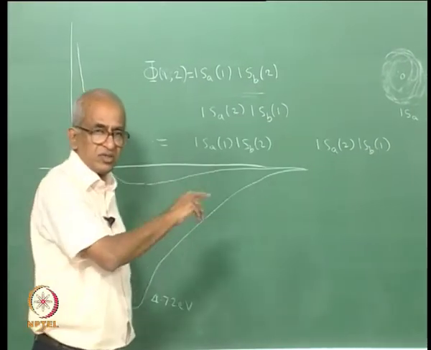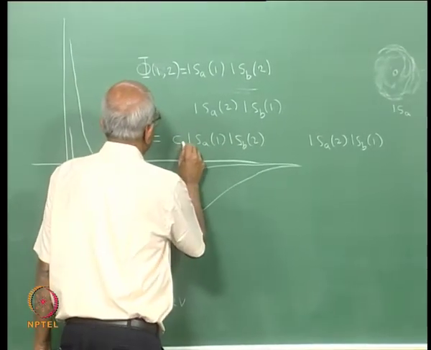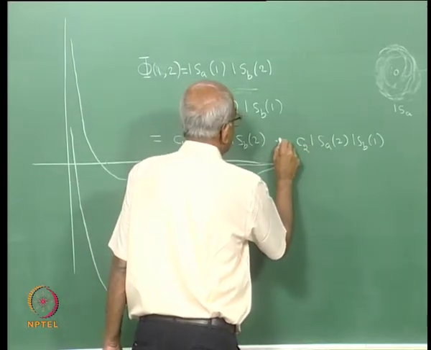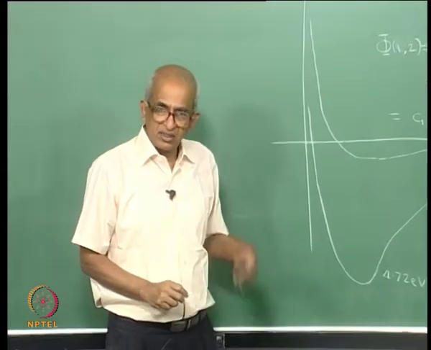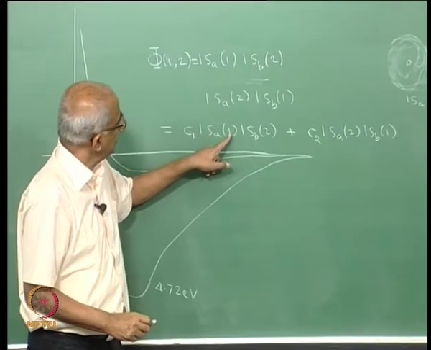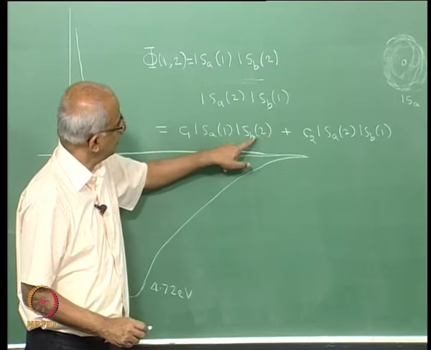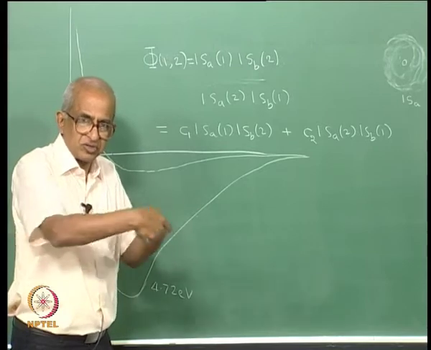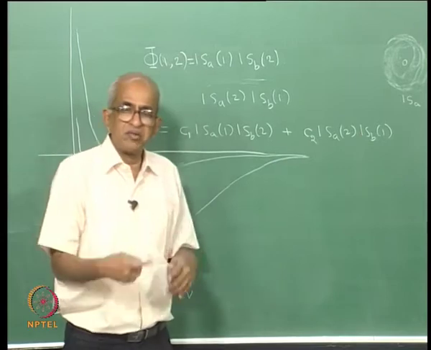Right. I take both the functions and multiply the first one by some coefficient C1, the second by some coefficient C2, and add the 2 up. Notice what is happening here. I am saying electron 1 is associated with nucleus A, electron 2 is associated with nucleus B, but then at close distance I allow the electrons to exchange places, and I get this function, and that should also be important.